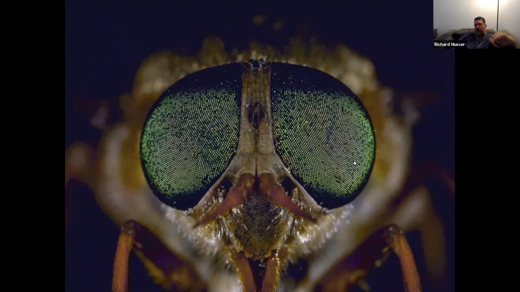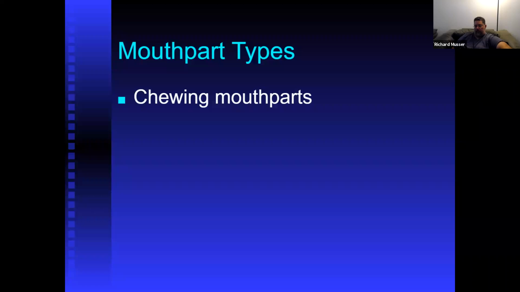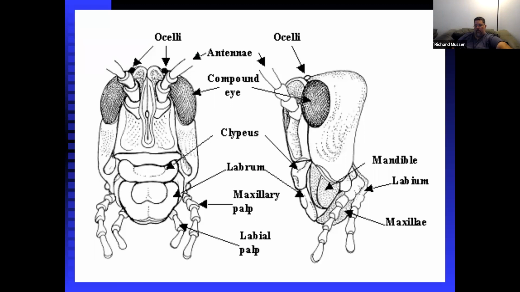Now, there are different types of mouth parts. These are all important to at least be familiar with, these generalized mouth parts. The first one is known as chewing mouth parts. That's what you see with this grasshopper. Those are known as chewing mouth parts. The mandibles chew. And it's not really shown very well, but they basically have little teeth-like edges on their mandibles.